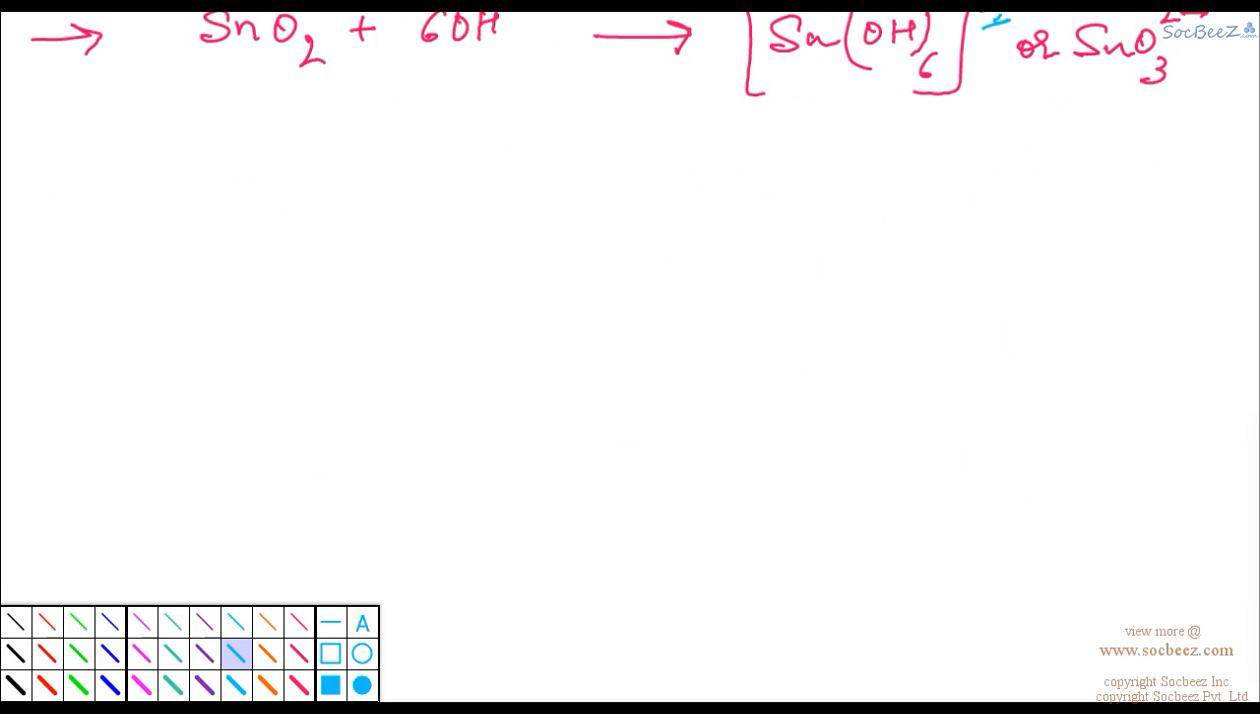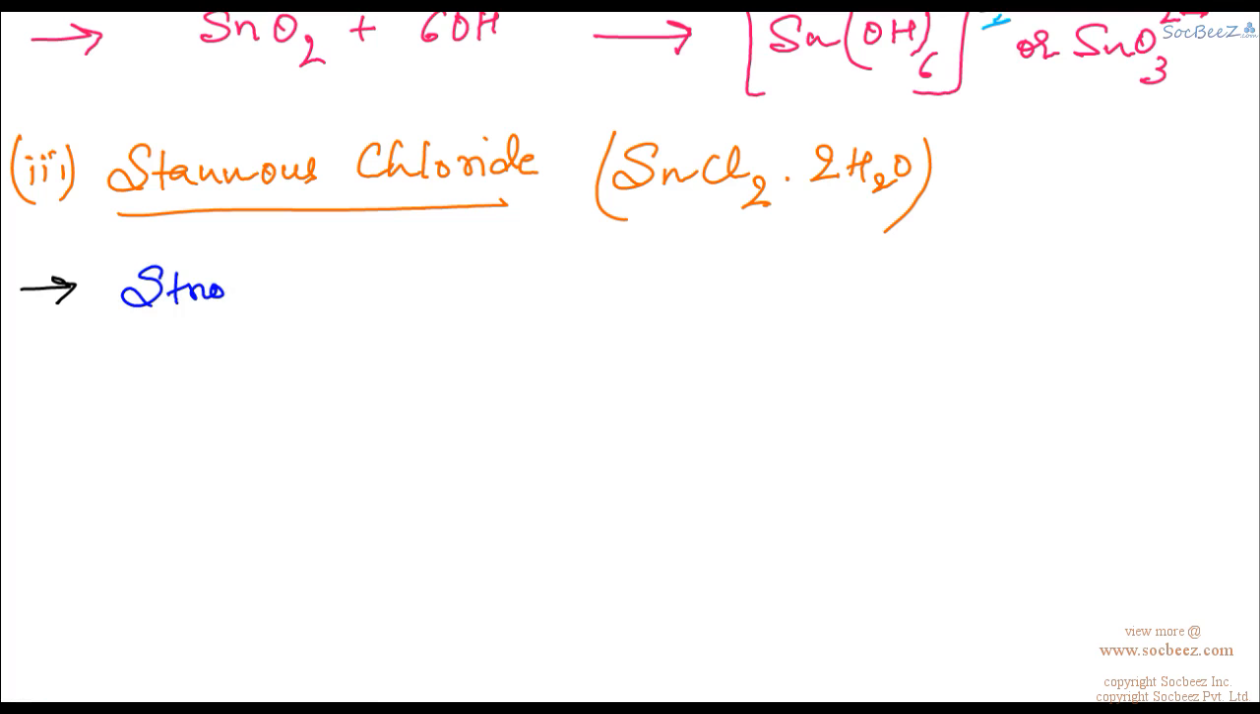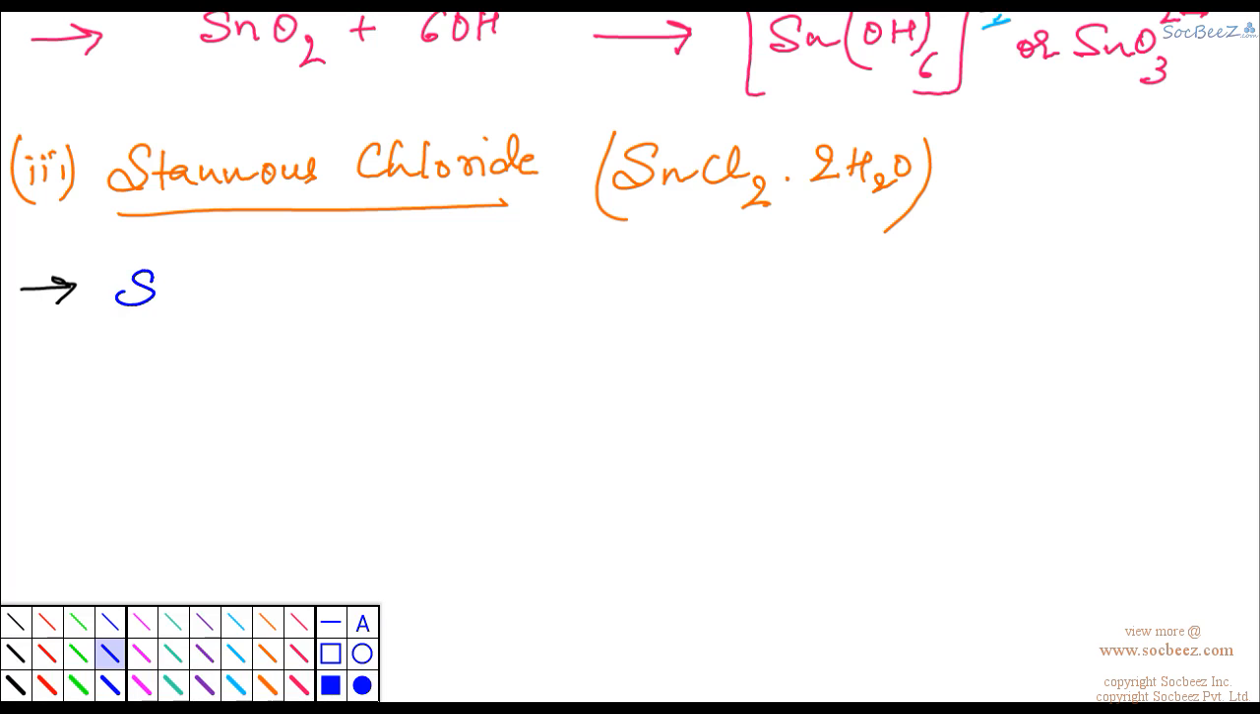The third compound which we are gonna see is stannous chloride. What would be the formula of stannous chloride? If it is stannous, then tin would be in +2 oxidation state, and the formula is SnCl2. It absorbs water to form SnCl2.2H2O. The important property about stannous chloride is that it is a very strong reducing agent.